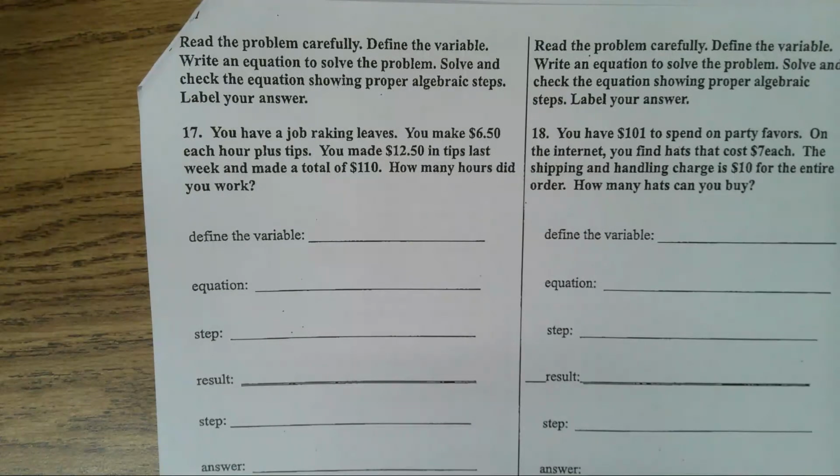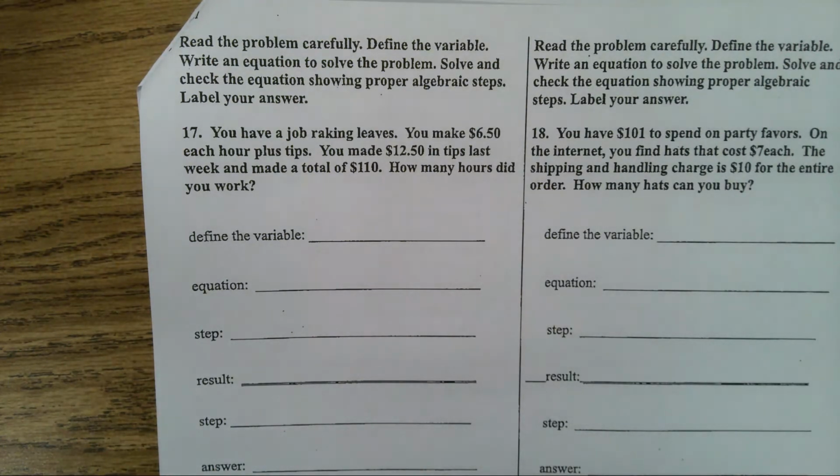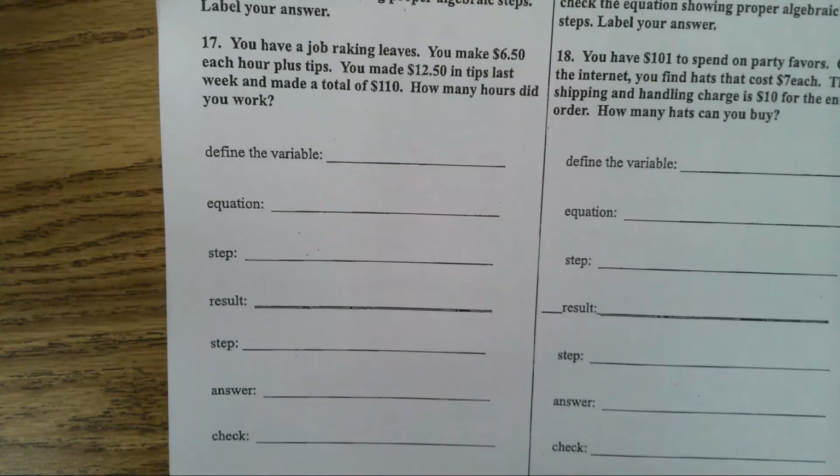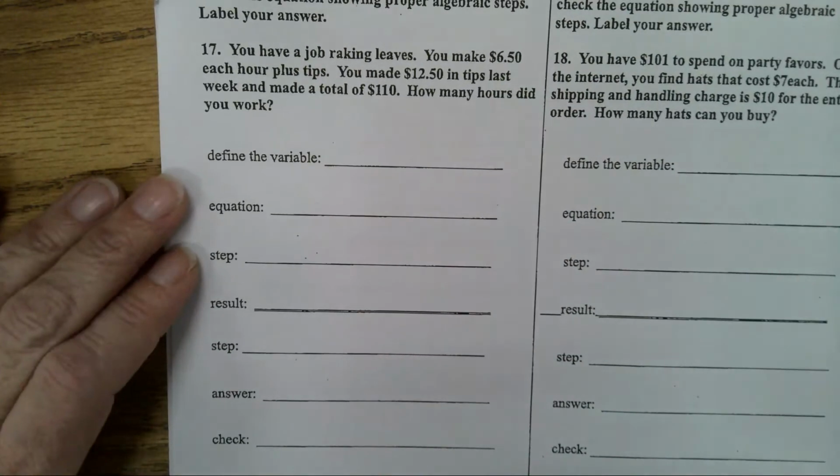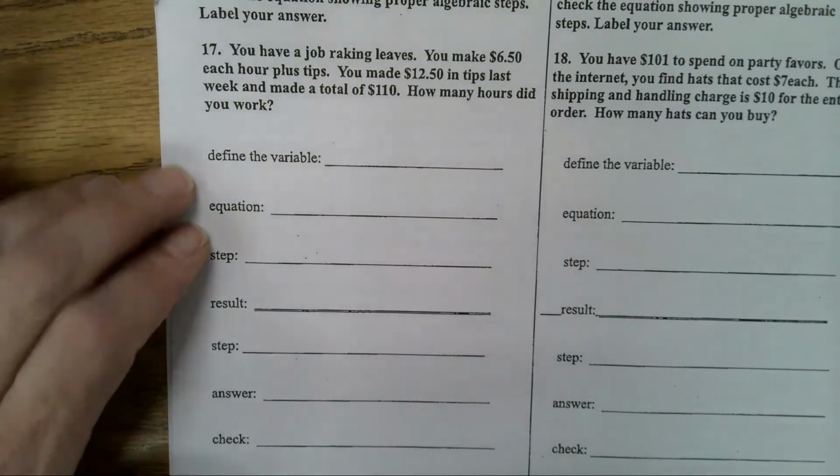Read the problem carefully. Define the variable. Write an equation to solve the problem. Solve and check the equation showing proper algebraic steps and label your answers. Okay, so here you need to make sure you label your answer. You won't get full credit if you just put x equals 13 instead of 13 dogs, I could only give you half credit for that line.